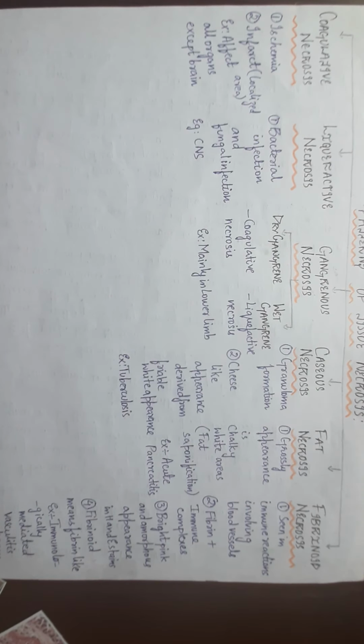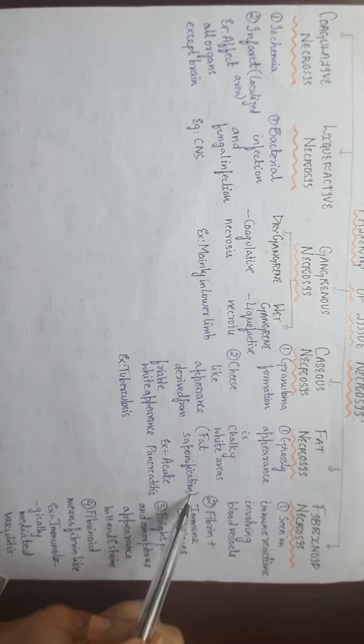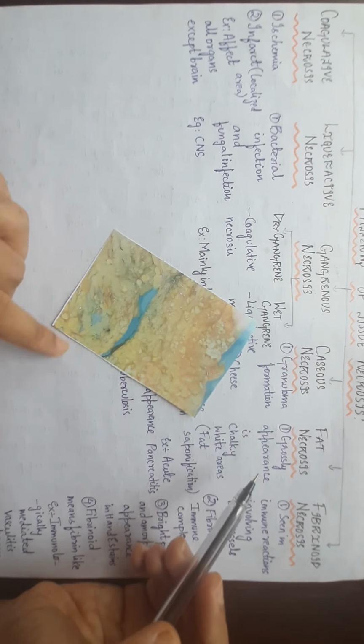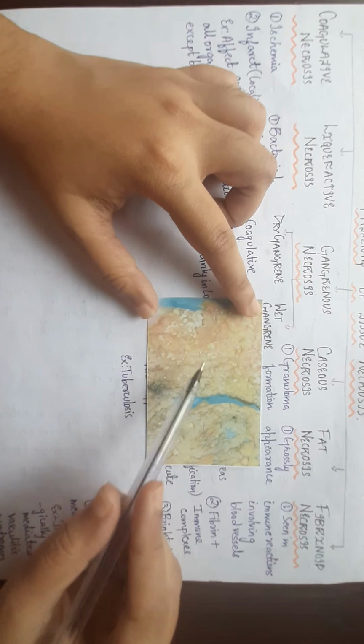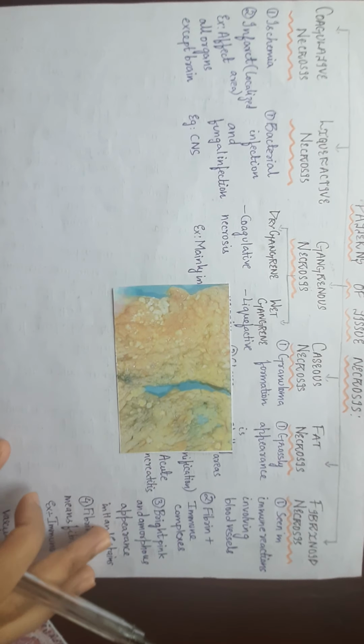Next is fat necrosis, in which you will be seeing chalky white areas. This is because of fat saponification. The fatty acids combine with calcium, leading to fat saponification, and the affected areas appear as chalky white areas. This will be seen in acute pancreatitis. See this image, chalky white areas. You can see chalky white areas here. So this is about fat necrosis.